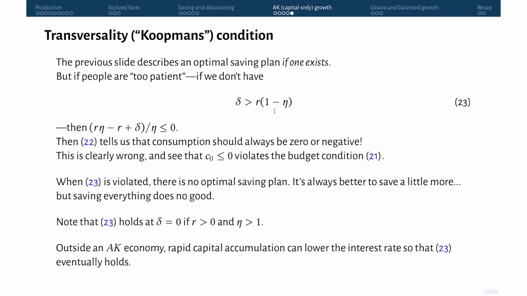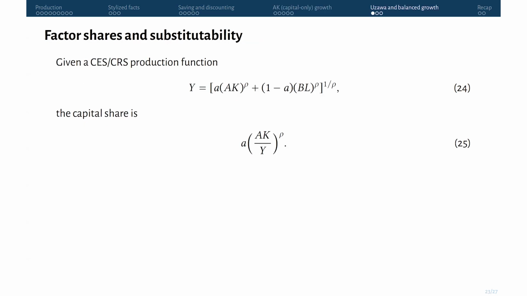But in an AK world, you need to impose some condition to ensure that an optimal saving plan exists. Okay, so that's an AK world and optimal saving more generally. Now we'll get back to pulling one last rabbit out of the hat about what the Kaldor facts imply for the economy at large.